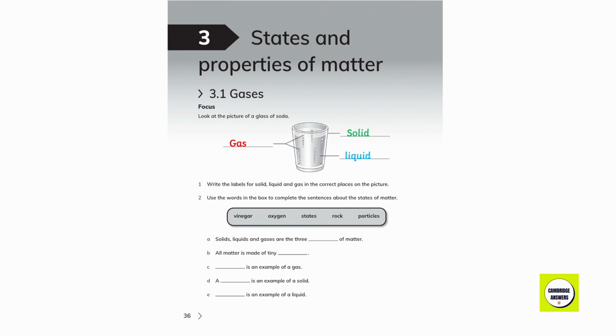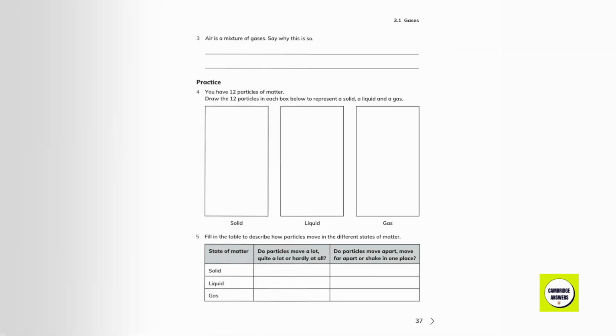Solids, liquids, and gases are the 3 states of matter. All matter is made of tiny particles. Oxygen is an example of a gas. A rock is an example of a solid. Vinegar is an example of a liquid. Air is a mixture of gases.